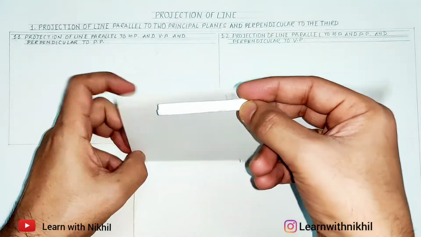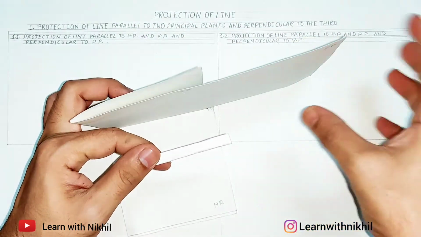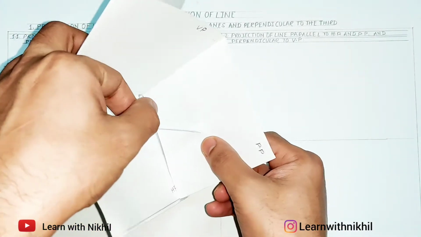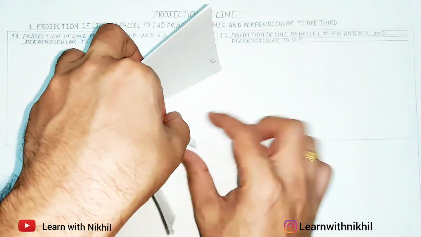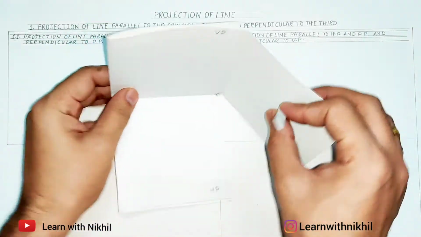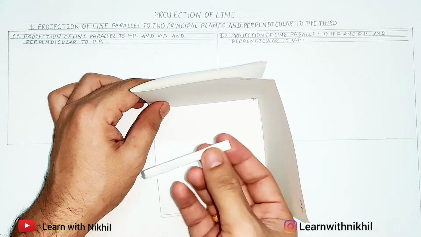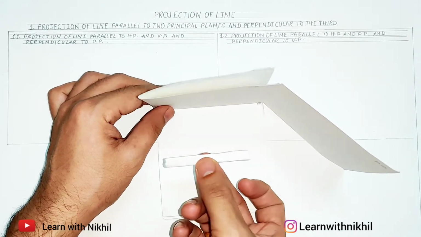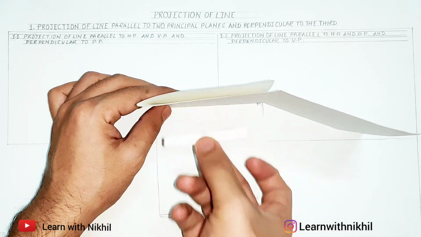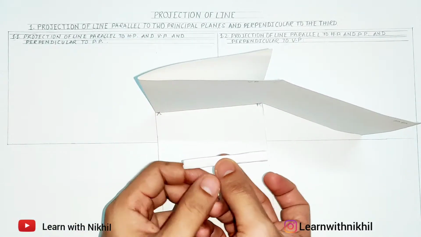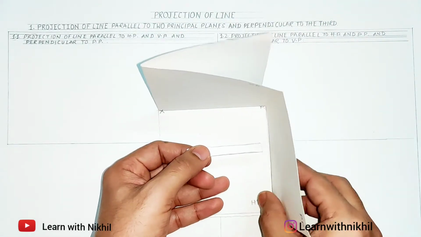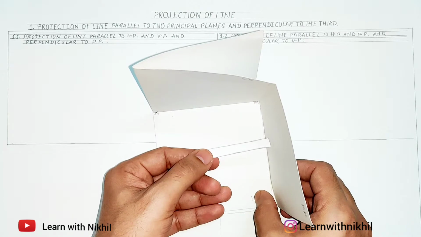So if you see from the right hand side view, this line is perpendicular to the profile plane. So side view will be a dot and front view and top view will be a line. So our line is placed in this plane, which is parallel to the horizontal plane, parallel to the vertical plane and it is perpendicular to the profile plane.